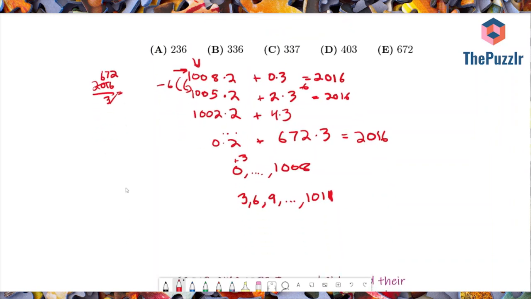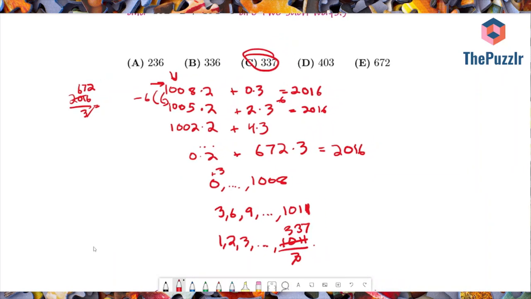And now we can divide each term by 3. That would become 1, 2, 3, all the way to 1011 divided by 3, which is 3, you'd have 1 left over, so that would be 337. So how many numbers are there from 1 to 337? Well, that's just 337. So there's 337 ways that we can write 2016 like this. Let's move on to the next problem.